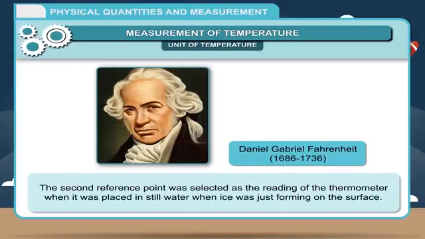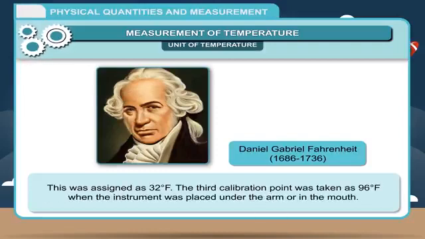The second reference point was selected as the reading of the thermometer when it was placed in still water when ice was just forming on the surface. This was assigned as 32 degrees Fahrenheit. The third calibration point was taken as 96 degrees Fahrenheit when the instrument was placed under the arm or in the mouth.